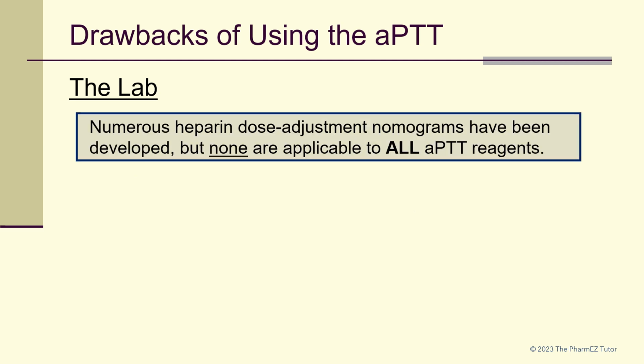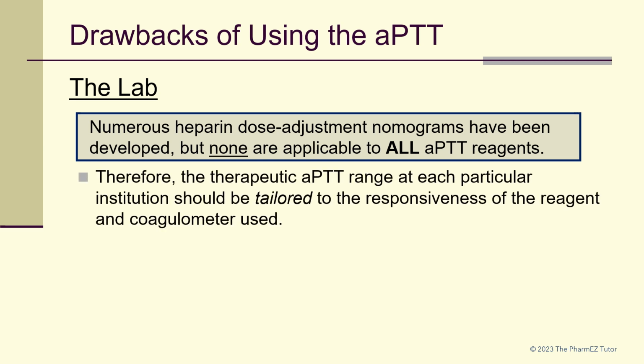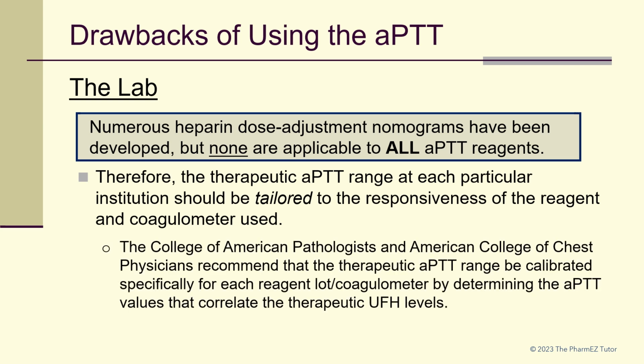Numerous heparin dose adjustment nomograms have been developed, but none are applicable to all aPTT reagents. Therefore, the therapeutic aPTT range at each particular institution should be tailored to the responsiveness of the reagent and coagulometer used. The College of American Pathologists and American College of Chest Physicians recommend that the therapeutic aPTT range be calibrated specifically for each reagent or lot coagulometer by determining the aPTT values that correlate with therapeutic heparin levels.